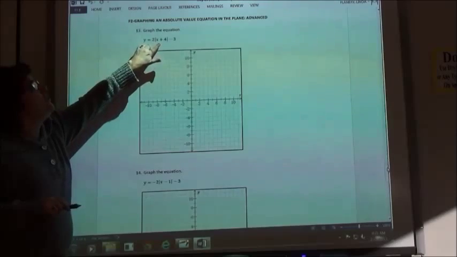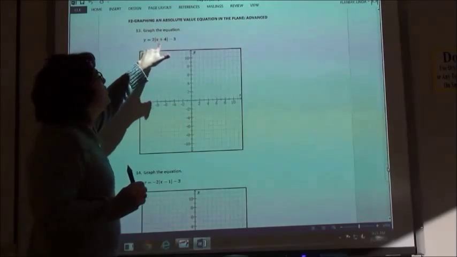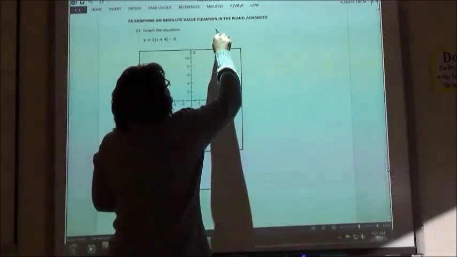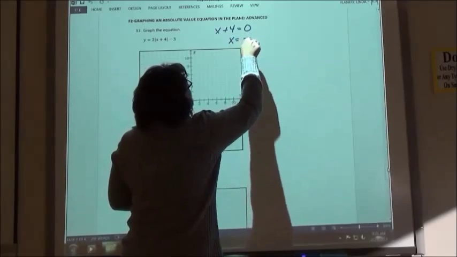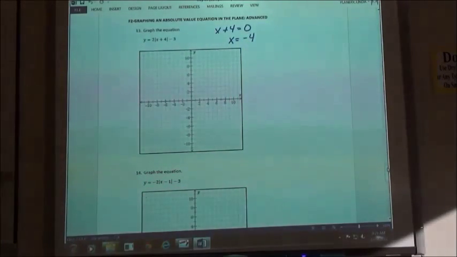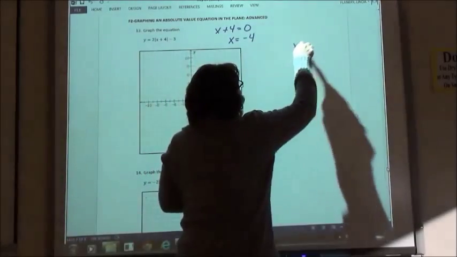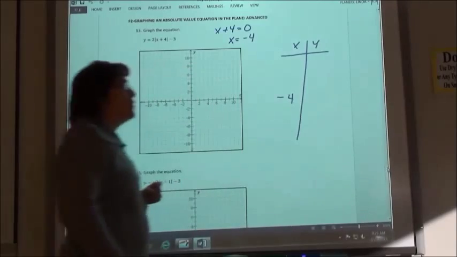But what you're going to do to find where the middle of your graph should be is solve what's in the absolute value with that x. If x plus 4 equals 0, then x is going to be at negative 4 instead of at 0. So when you make your table, negative 4 is going to be in the middle.